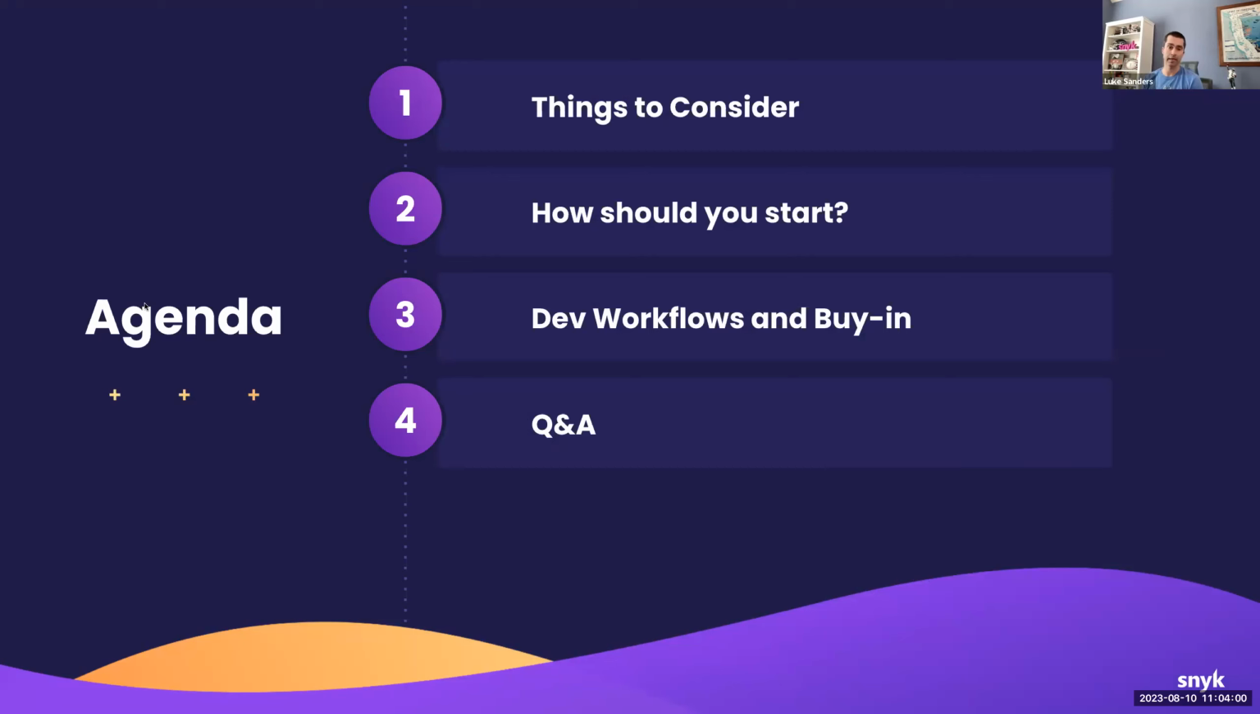Covering things to consider, basically questions to ask yourself. How and where should you start? There's two common points that you can start resolving vulnerabilities. We'll cover a couple of those today. Dev workflows and buy-in. We'll look at a workflow attached to one of those. And then getting buy-in, like what are some good ways to make sure you're spinning up this program and getting the developers involved in using the tool, and then we'll open it up for Q&A at the end.